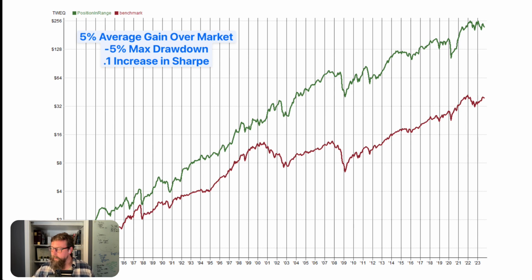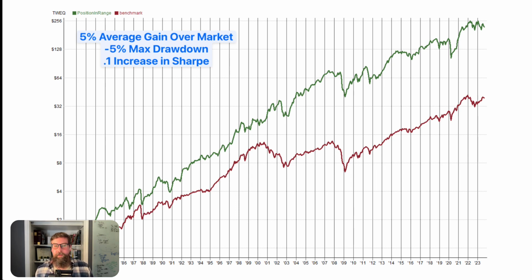I rank it by the end of the month. I rotated these monthly and said, here are the top 10 stocks based off how high they are up in their position and range. Buy those 10 next month, repeat. 5% year-over-year gain. Again, these studies are going back to 1980. So 5 years before I was born, all the way up until, I think, a month ago, I ran this. So 5% average gain, 5% less of a max drawdown.